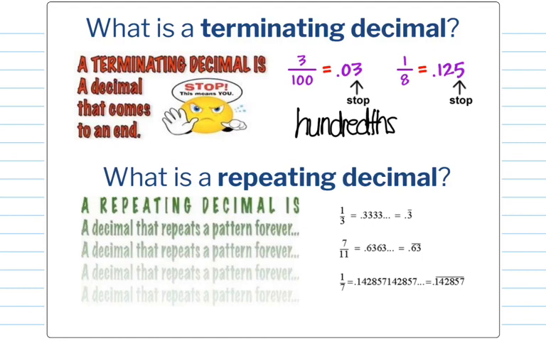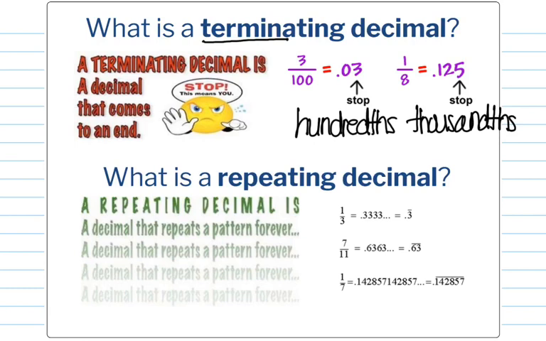In our second example, 1/8 is equal to 0.125. Notice how this time the decimal stopped in the thousandths place, but it still came to an end, so this is why both of these would be classified as terminating decimals. Another way to think about it is the word terminar. Terminar means to stop or to end.